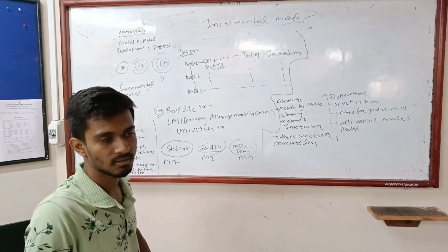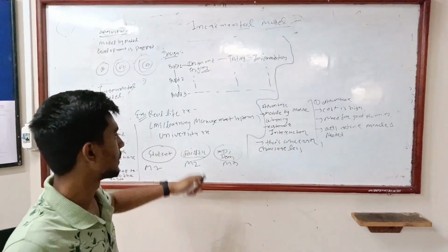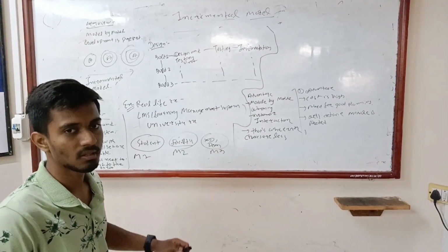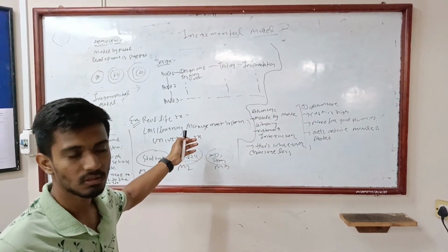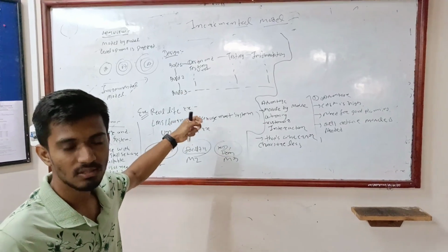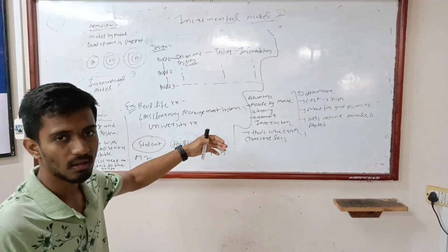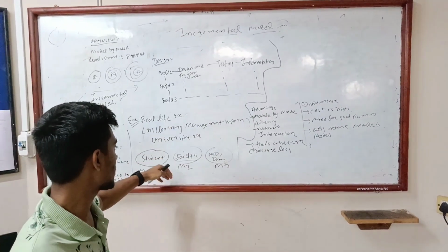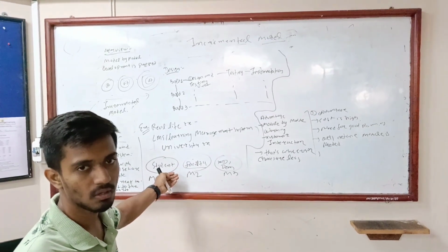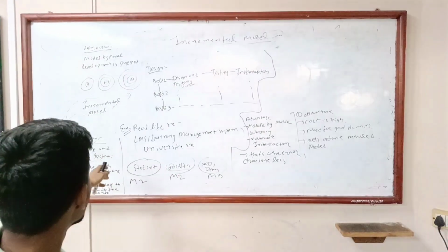The real time example is LMS, Learning Management System. The example is a university. The first model is the dean and HOD. Then inside another model is the faculty and faculty staff, and then inside another model is the student. That's why we call this an incremental model.